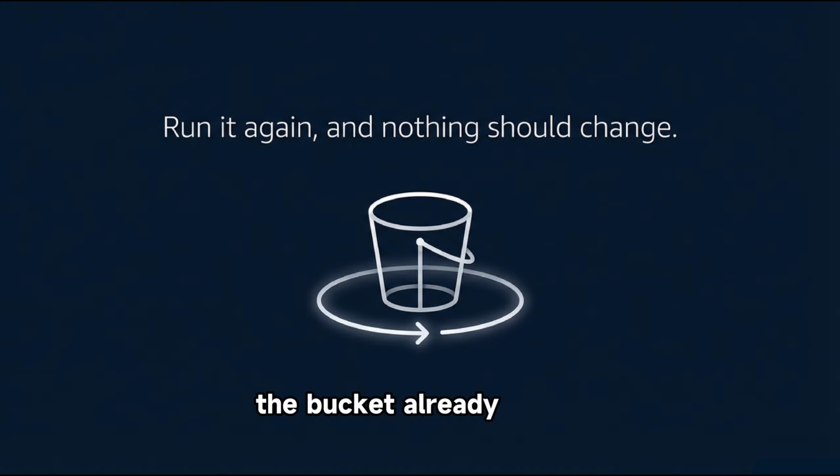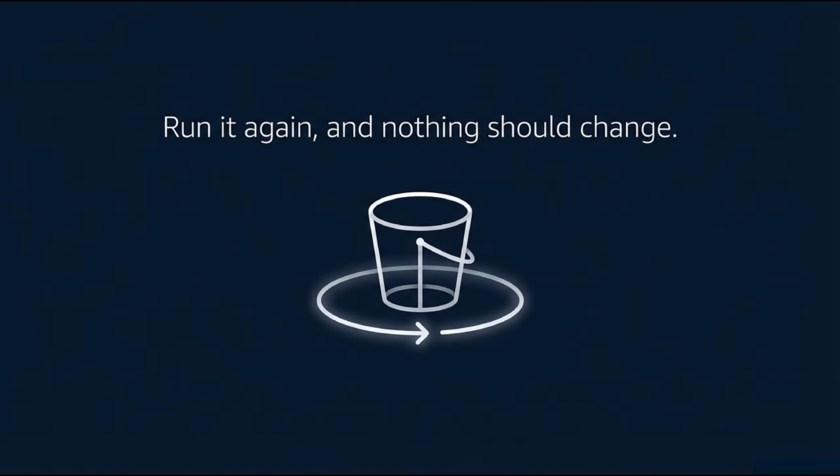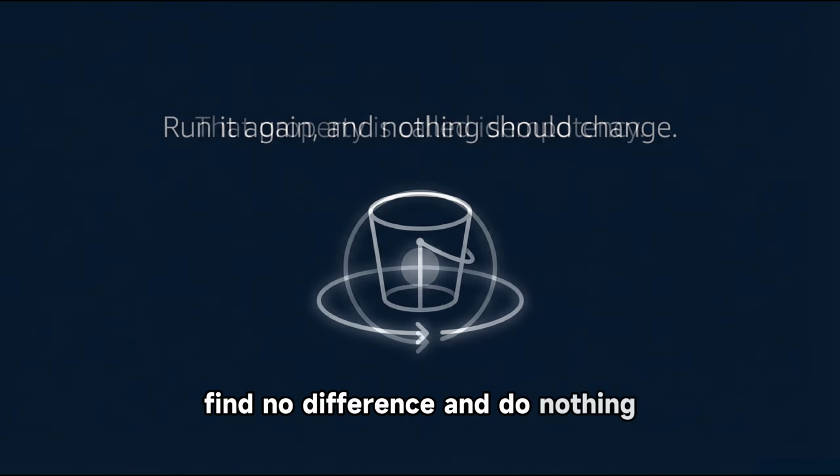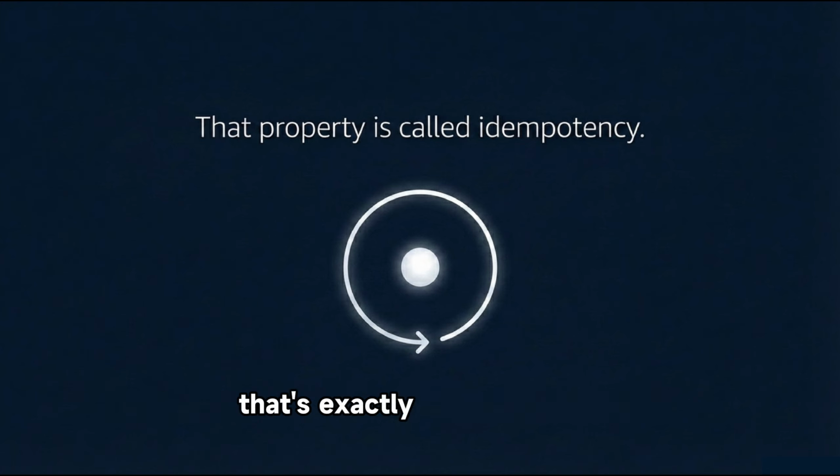The bucket already exists. The configuration says there should be one bucket. There is one bucket. Nothing needs to change. Terraform should look at the world, compare it to the configuration, find no difference, and do nothing. And in this specific case, with this specific tool, that's exactly what happens.